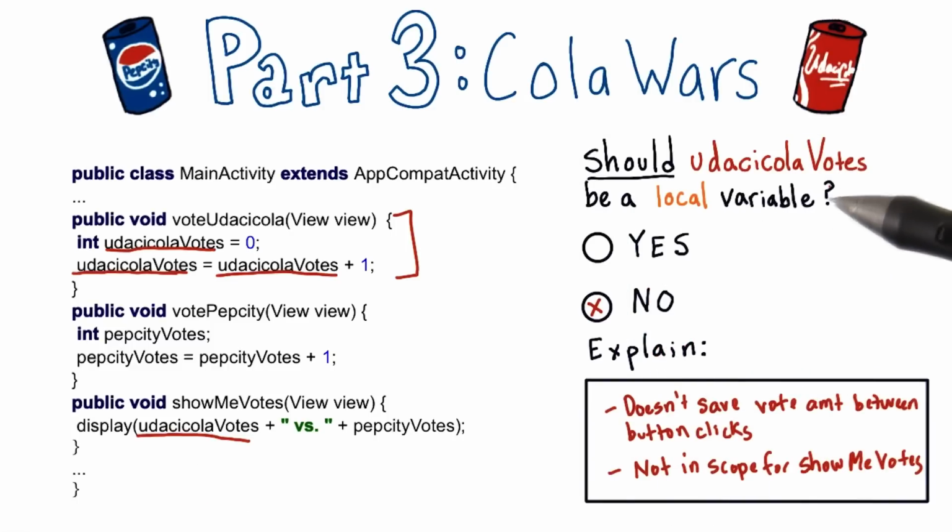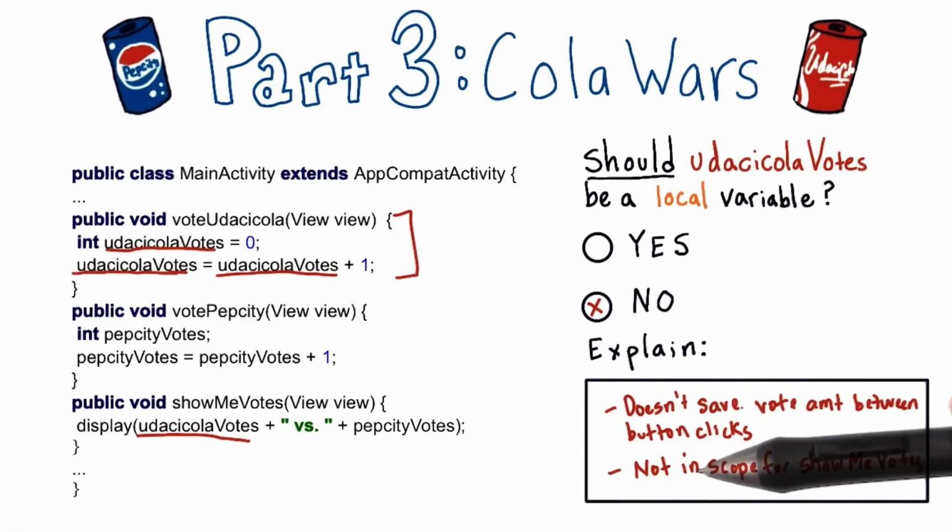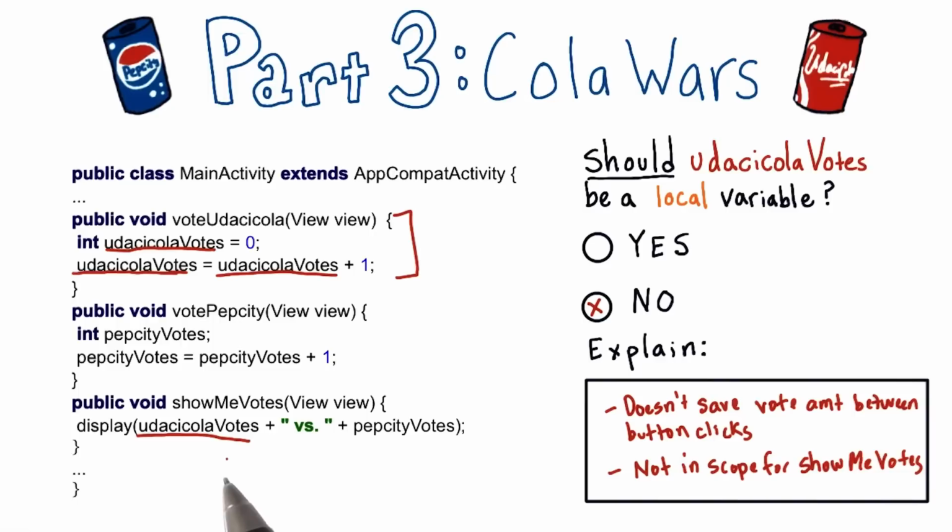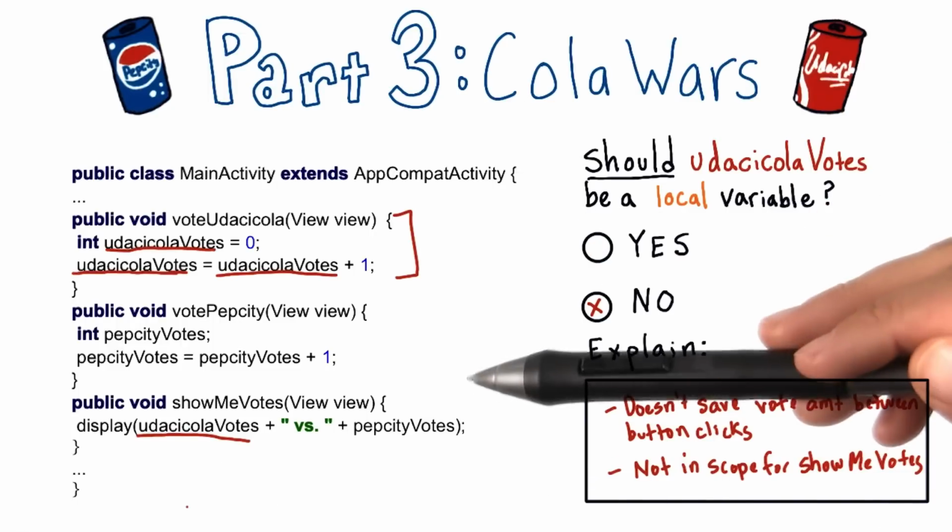Having Udasicola votes be local was not the correct decision in this case, and I could summarize why with these 2 points. It's not saving the vote amount between button clicks, and it's not in scope for the show me votes method, so this will actually cause errors. So this will actually not compile. Okay, so let's look at the other variable in this program.